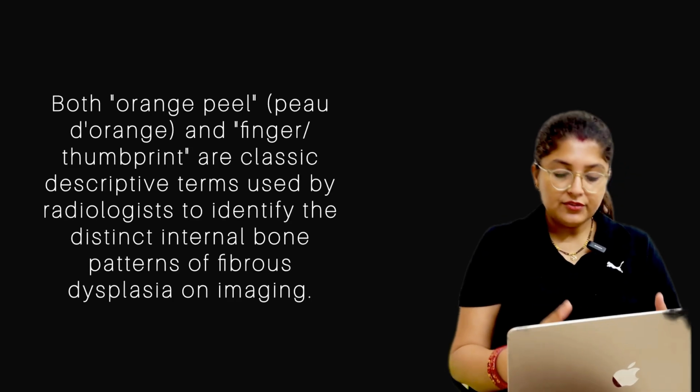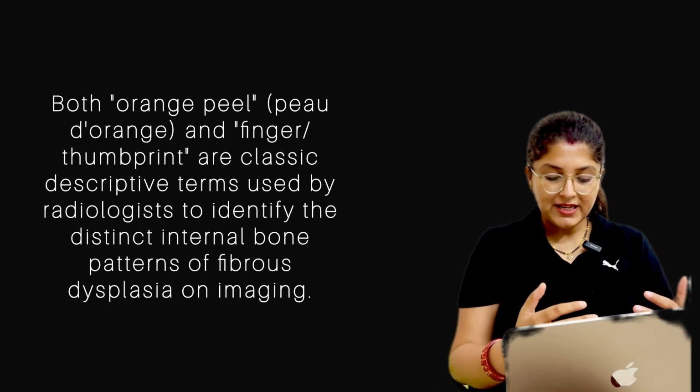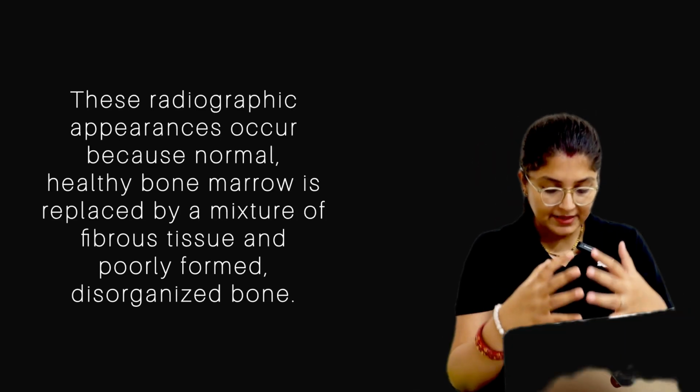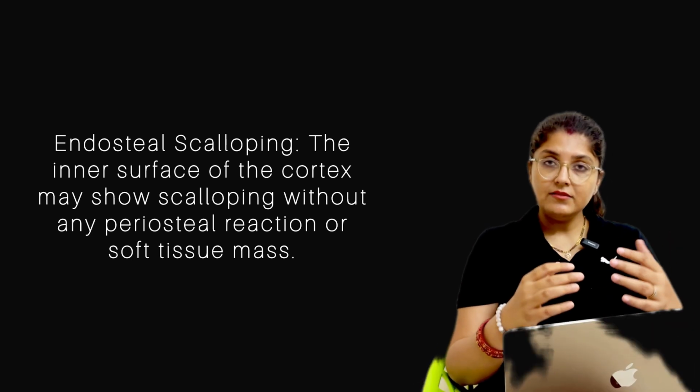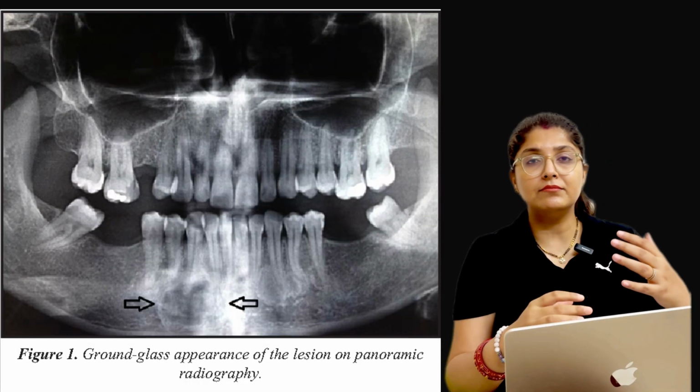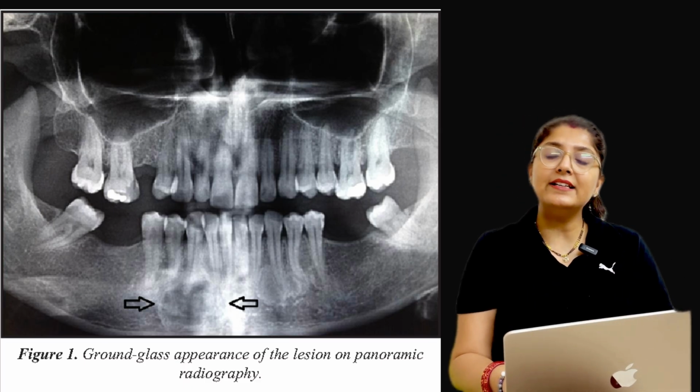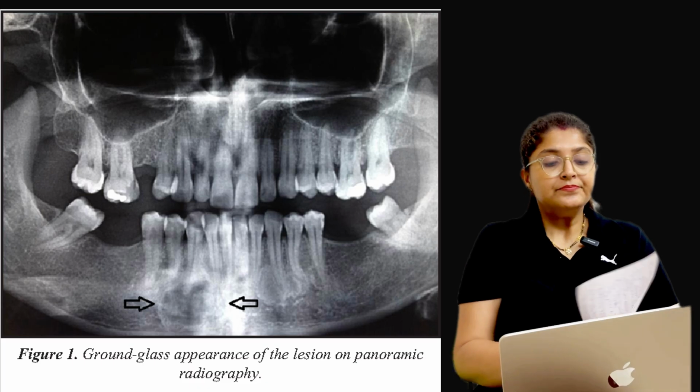Now coming to the radio-opaque lesions of the jaw, the first variant will be the orange peel or fingerprint appearance, okay? And lastly, coming to the mixed radiolucent radio-opaque lesion, basically this variety of radiographic feature is very commonly seen, and the most frequent site is the mandible, right?